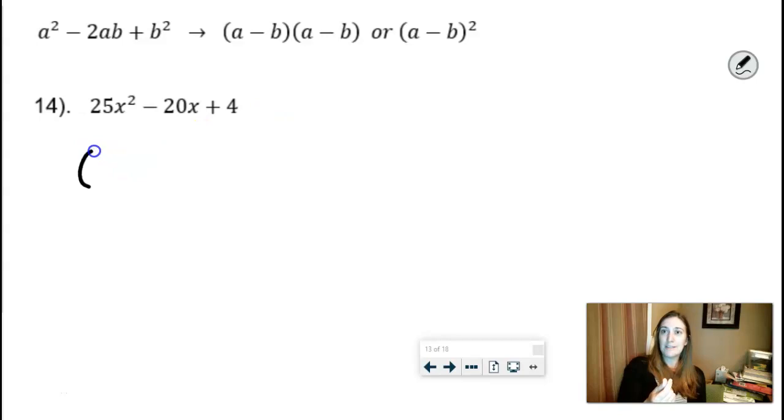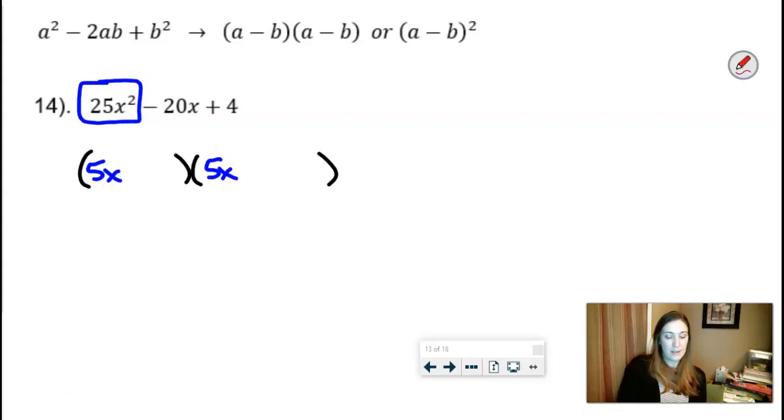So factoring this, 25 has a couple of options, but I'm going to be smart and go the square root route. I'm going to call that 5x and 5x. Again, 4 has a couple of options. It's positive, so I need the same sign, and I need my arches to be negative, so that means I need 2 negatives or subtractions. And then I'm going to use the square root factors of 4. I'm going to use 2 and 2.